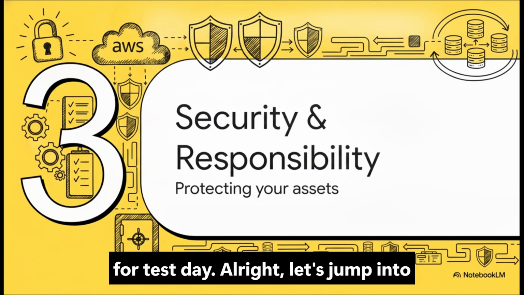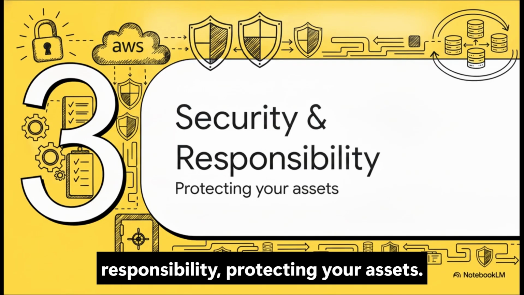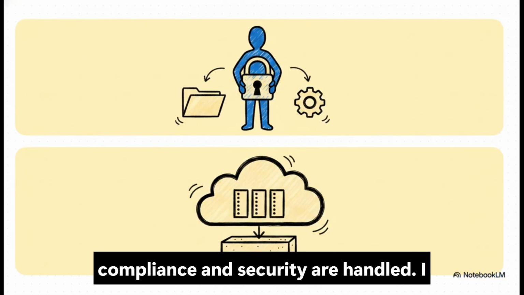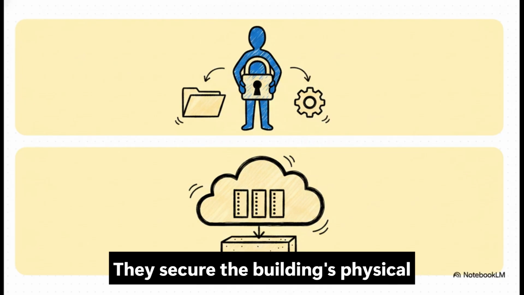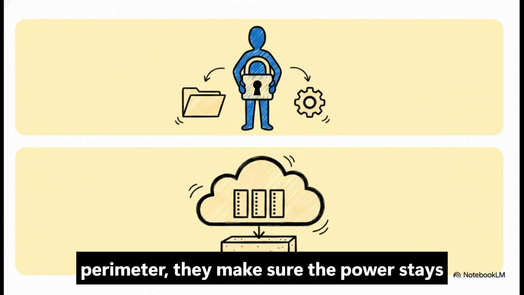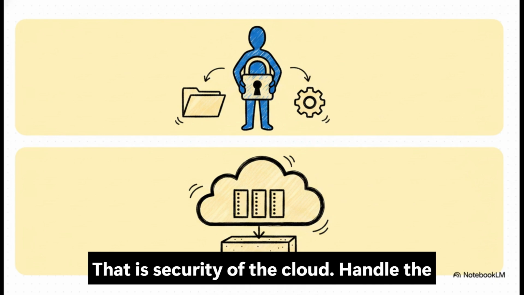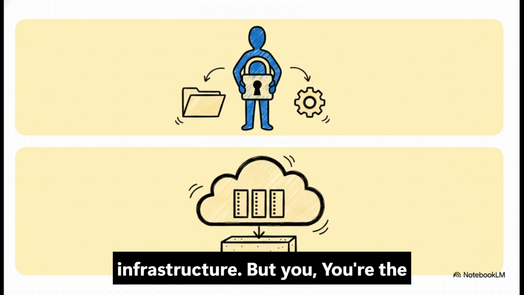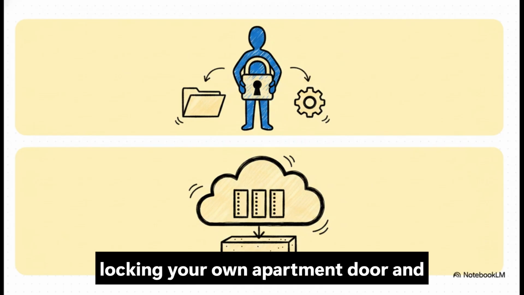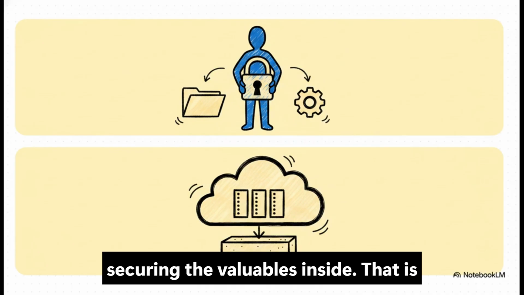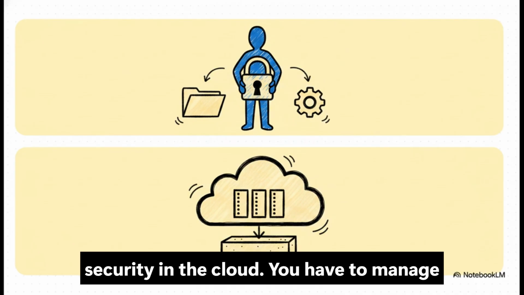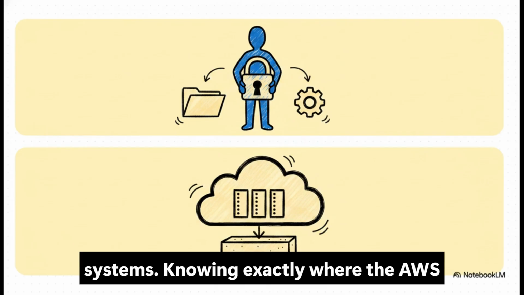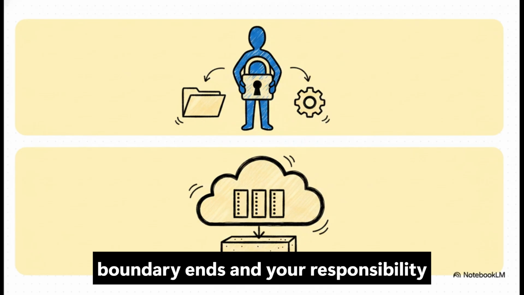All right, let's jump into Section 3, Security and Shared Responsibility, Protecting Your Assets. Topic 4 is the shared responsibility model, which basically governs how compliance and security are handled. I always say, think of AWS as a landlord. They secure the building's physical perimeter, they make sure the power stays on, and they guard the concrete walls. That is security of the cloud. They handle the physical hardware and the global infrastructure. But you're the tenant. You are fully responsible for locking your own apartment door and securing the valuables inside. That is security in the cloud. You have to manage your customer data, configure your identity and access management policies, and diligently patch your guest operating systems. Knowing exactly where the AWS boundary ends and your responsibility begins is pretty much guaranteed to show up on the exam.